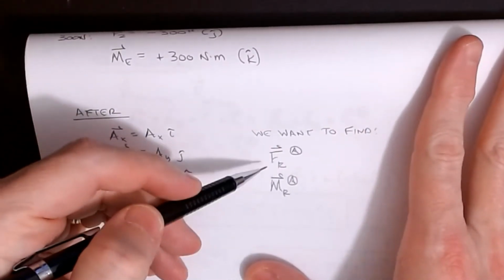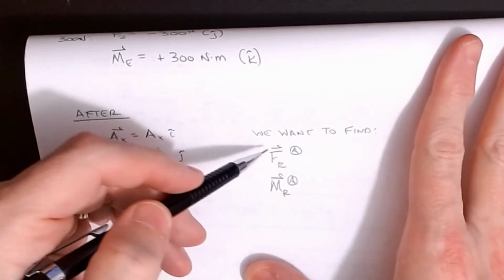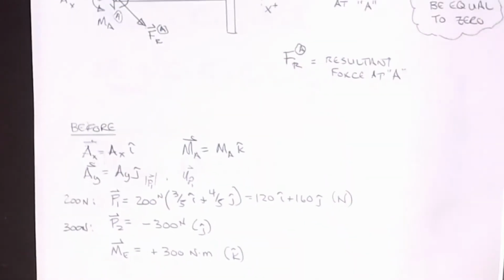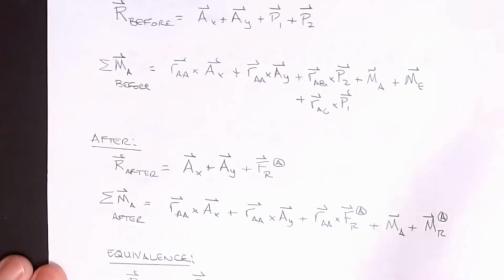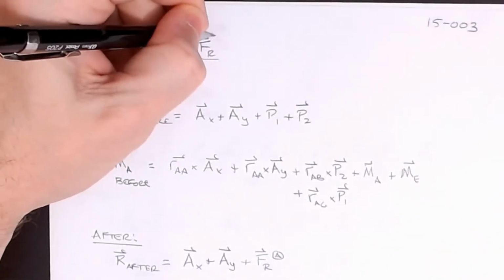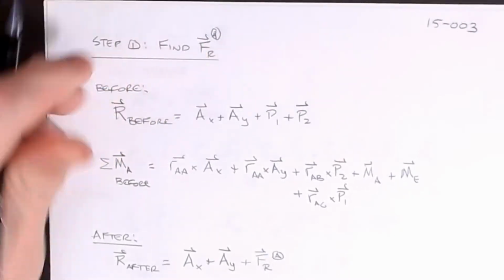Okay, so here's FR taken at A, an unknown vector. That's what we want to find. And then the MR taken at A is an unknown vector. So all we're going to do now is play with the before and the afters on this. First thing that we do, just like before, is find the resultant at A. So we'll put an A on that.